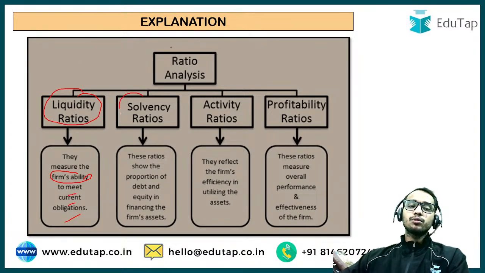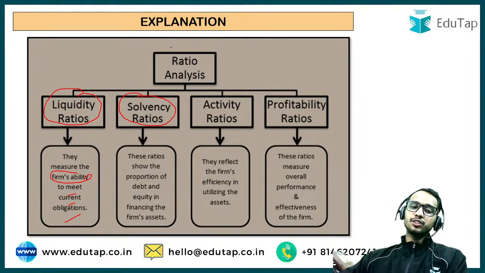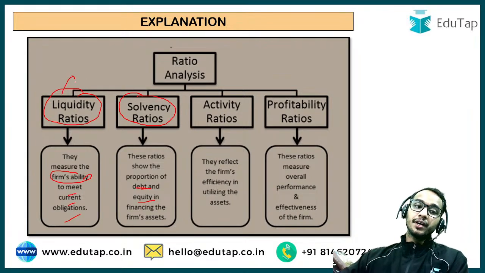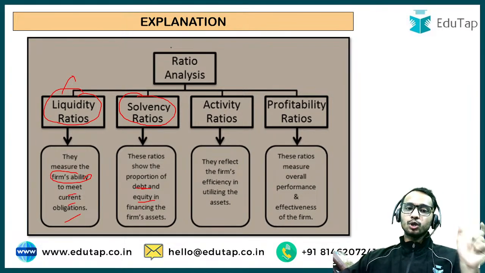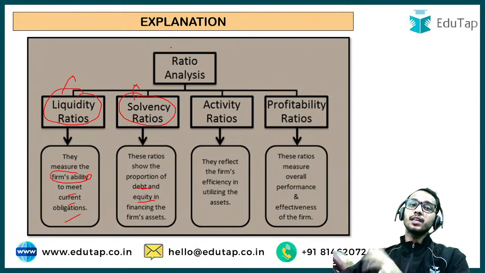And what about the solvency ratio? They basically give you the long-term solvency, like the proportion of debt and equity. So liquidity talks about short-term solvency and solvency talks about long-term solvency, right? What is the ratio of debt and equity, like that.